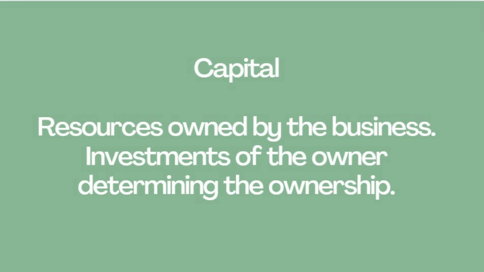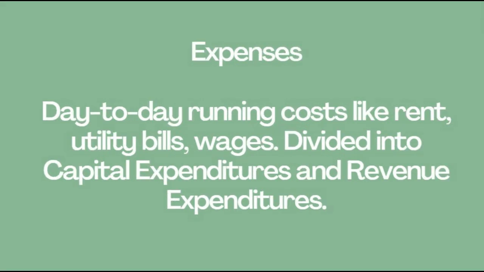The fourth pillar of accounting is expenses. You all might know the term expenses and you might know the definition too, but still, when it comes to accounting, we still have to see the definition of expenses to determine whether they are capital or revenue expenditure. So expenses are day-to-day running costs like rent, utility bills, wages, and many other small expenses paid by the business to earn revenue. Similar to assets and liabilities, expenses too are divided into two categories, that is capital expenditure and revenue expenditure.